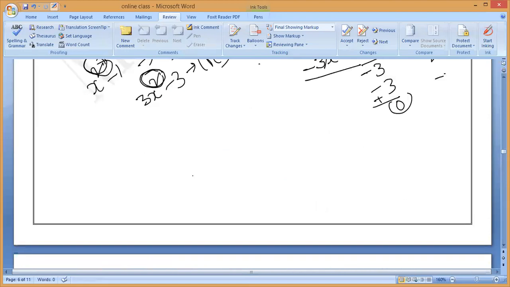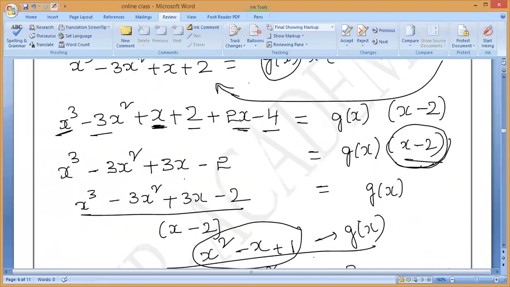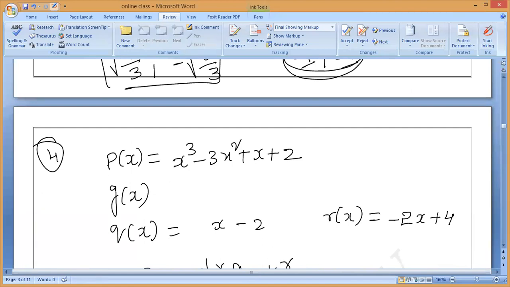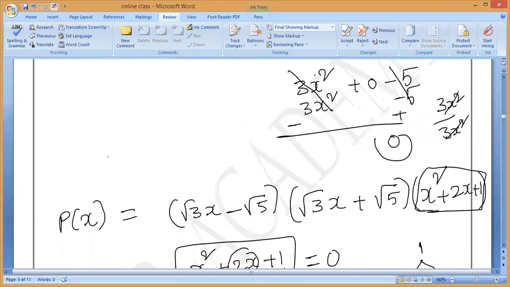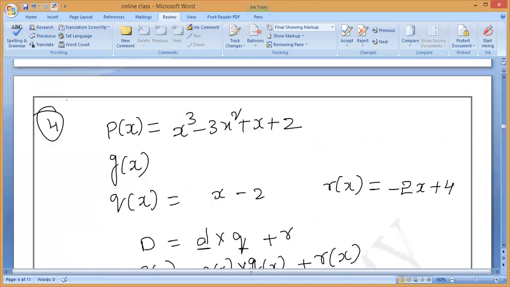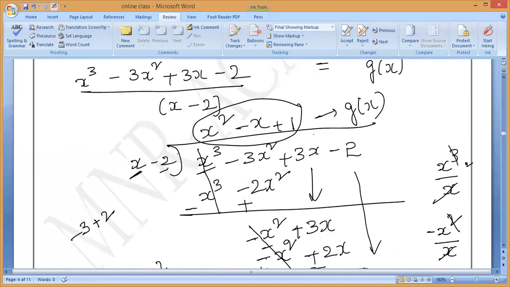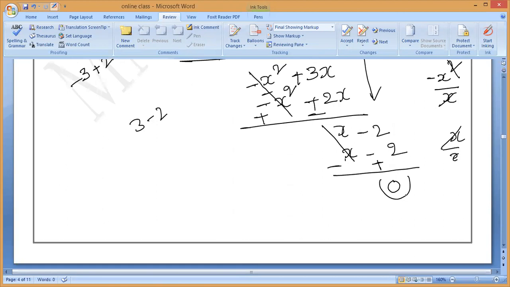Already we have solved. Suppose you see the first question today what we have solved. This equation. Have you remembered this one? Fourth question. Do you remember the fourth question, all of you? The fourth question you can see here. From here you may observe x minus 2. If you divide x cube minus 3x square plus 3x minus 2, what is the R of x? Remainder is 0.